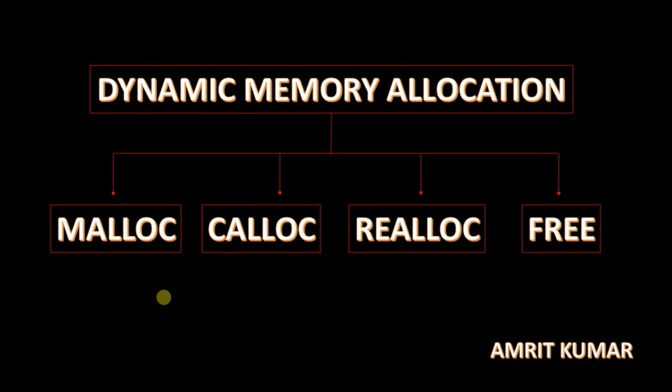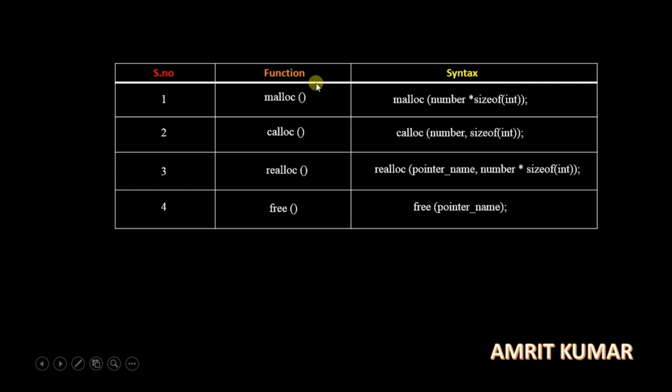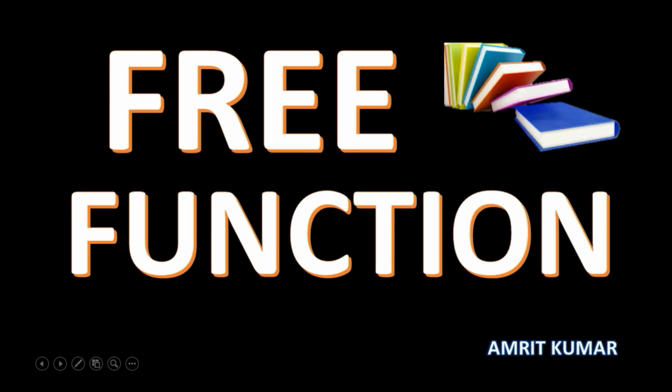So let's look at dynamic memory allocation. In the previous video we learned about the malloc, calloc and realloc functions. Now it's time to learn about the free function, which is used to free up the space which was allocated dynamically. Here is the chart in which I have already told you about the malloc, calloc, realloc functions.